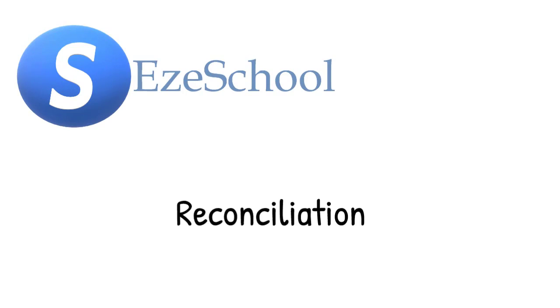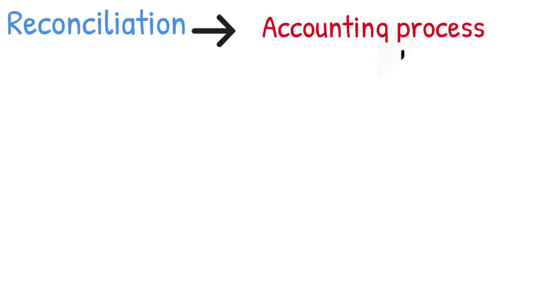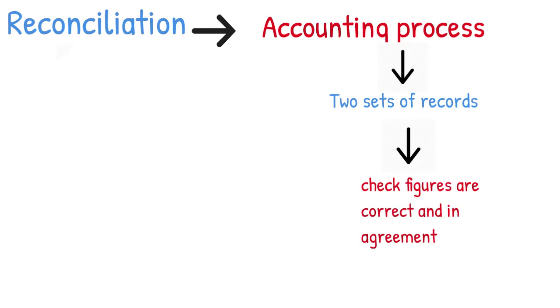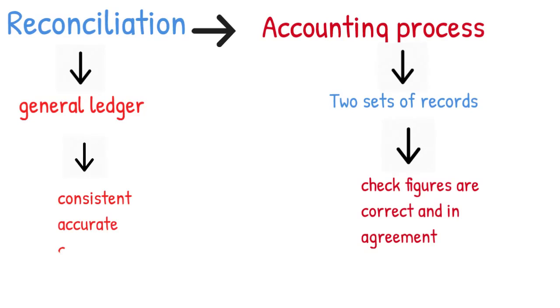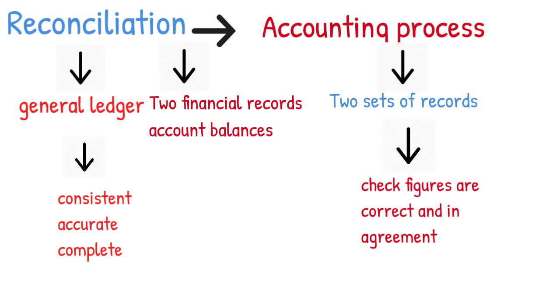What is reconciliation? Reconciliation is an accounting process that compares two sets of records to check that figures are correct and in agreement. Account reconciliation also confirms that accounts in the general ledger are consistent, accurate, and complete. Account reconciliation is particularly useful for explaining the difference between two financial records or account balances.